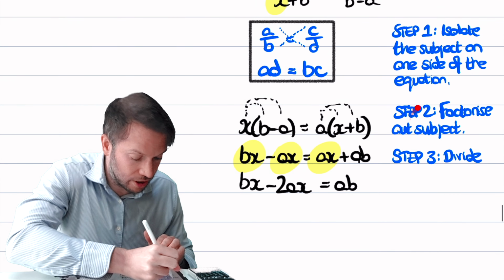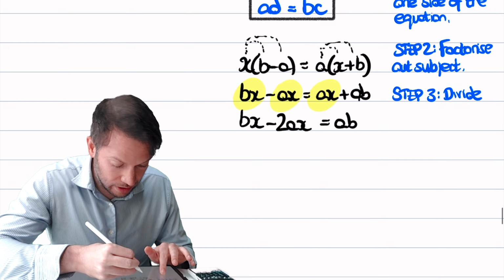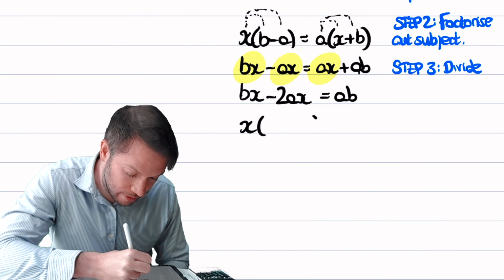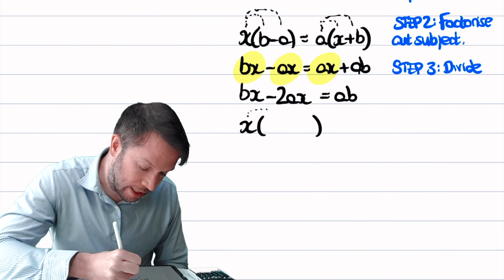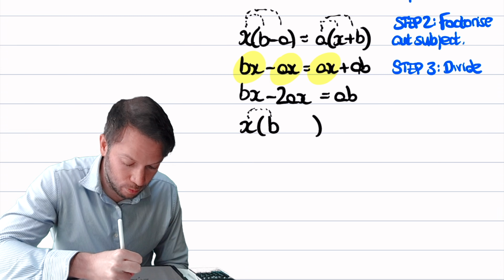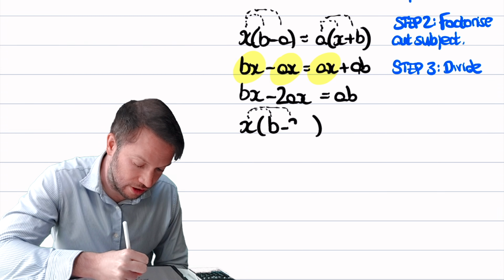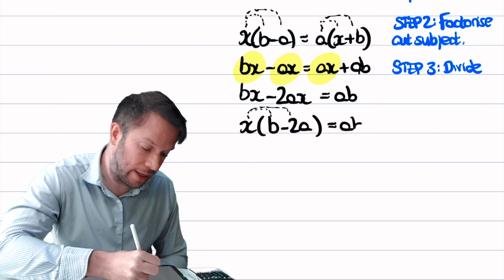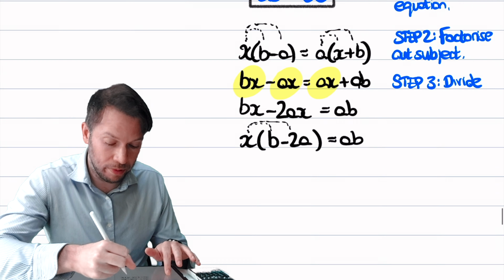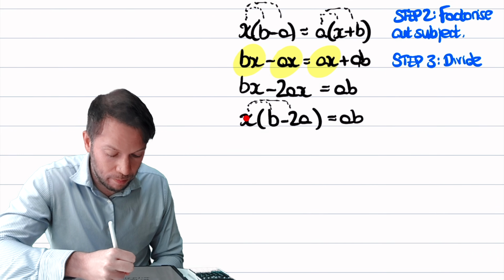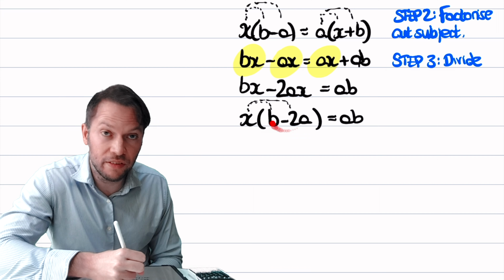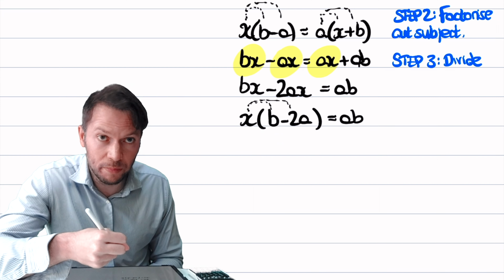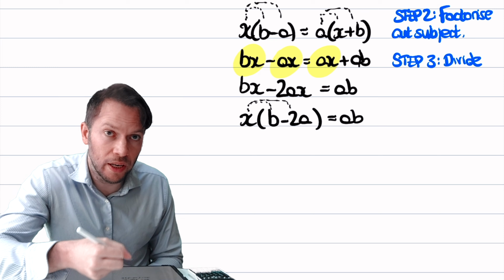So now we do step 2, to factorize out the subject. So we factorize out the x. Then x times what is bx? It's b. x times what is minus 2ax? It's minus 2a. And then finally, we do step 3, we divide appropriately. Well, this x is being multiplied by all of b minus 2a. So to get rid of the times by b minus 2a, I divide by b minus 2a.